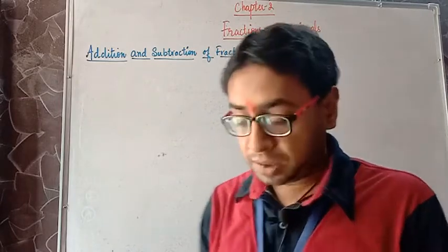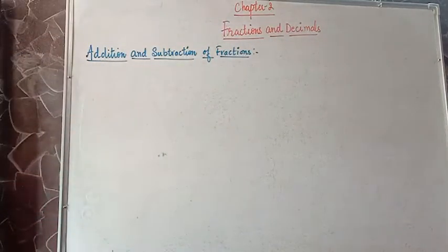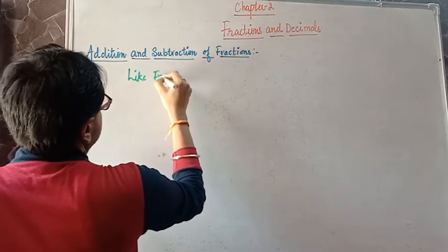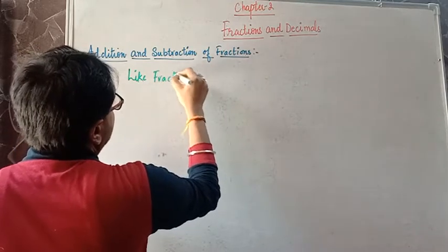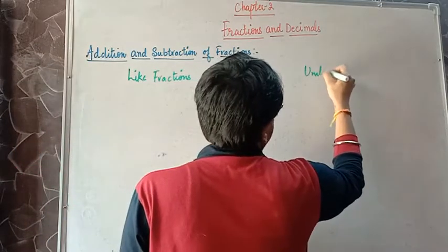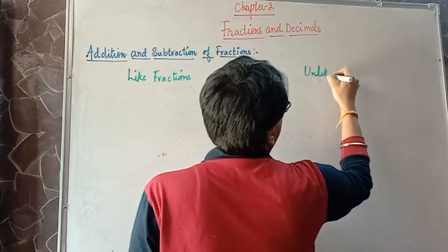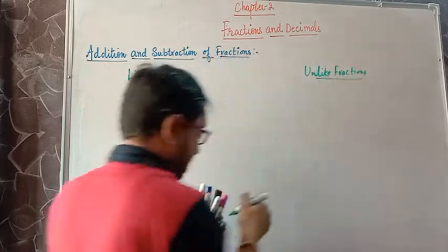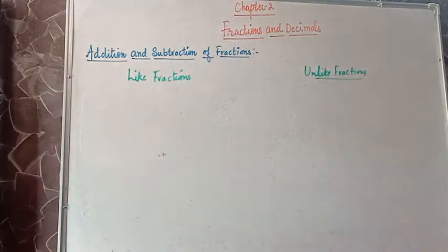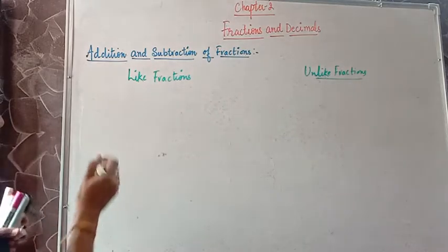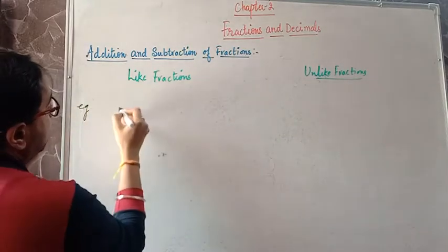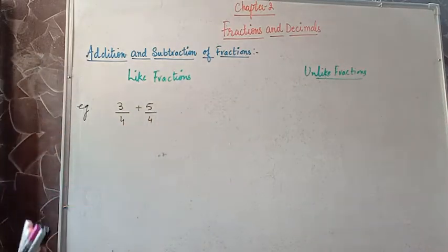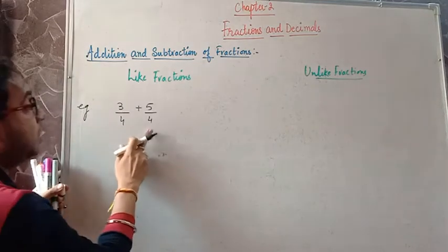The very first topic in this is how to add and subtract like fractions. I'll segregate into like fractions and then I'll segregate into unlike fractions. So we'll see the difference how the things are done in case of like and unlike fraction. Let's take an example of like fraction. For example, in like fraction, if I'm having 3 by 4 and 5 by 4, these are like fractions. Why? Because denominators are same.